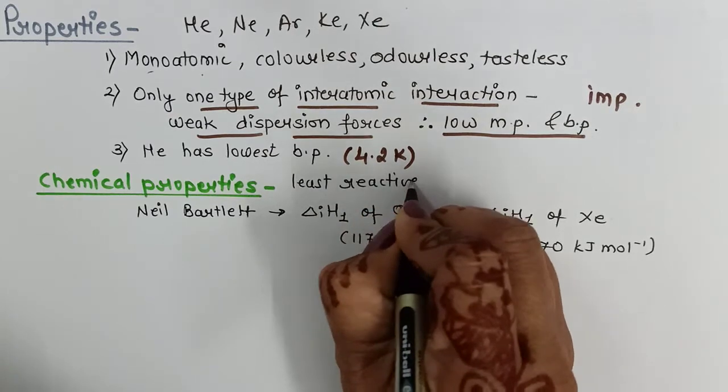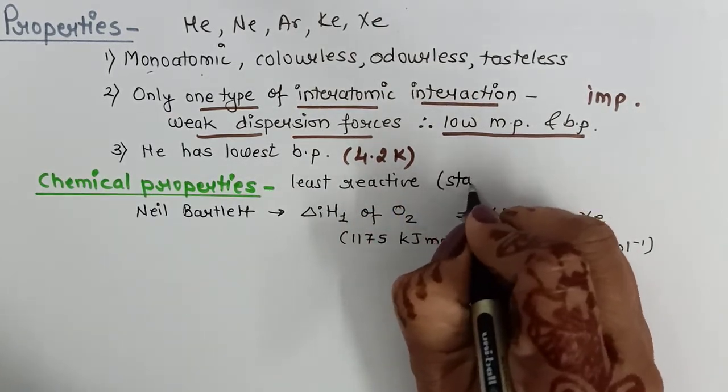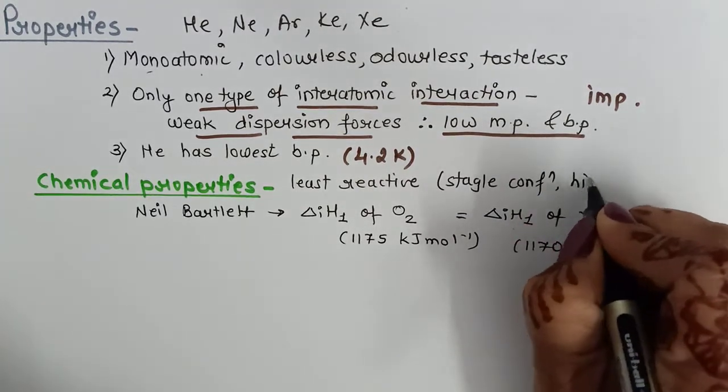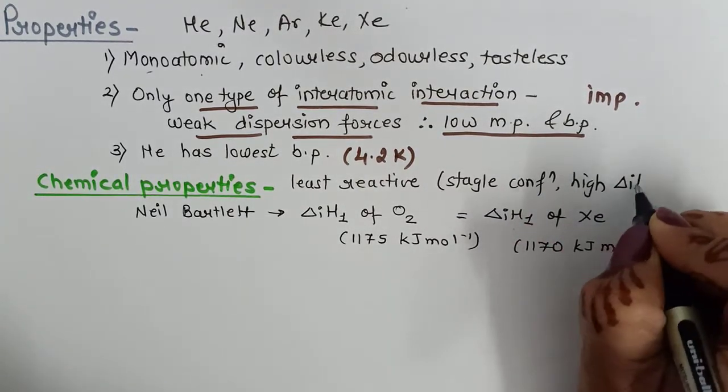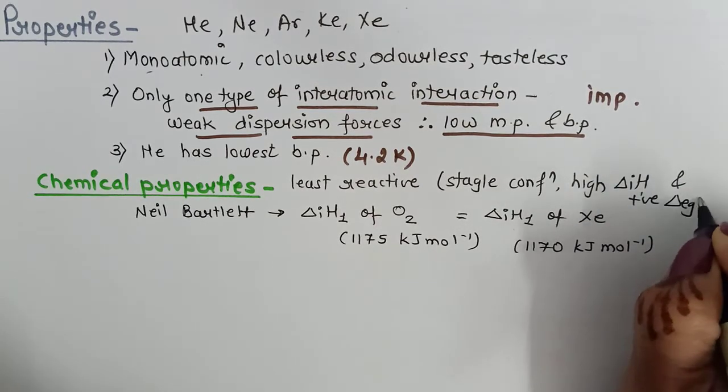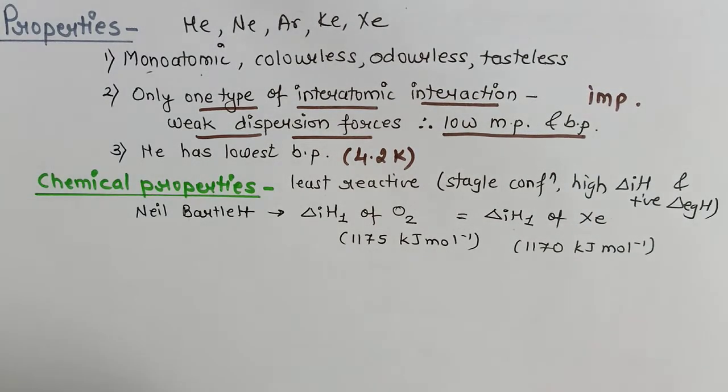And this least reactive nature is due to stable configuration as well as very high ionization enthalpy and positive electron gain enthalpy. Due to these points, noble gases are unreactive in nature, but still there are certain compounds of xenon and krypton.